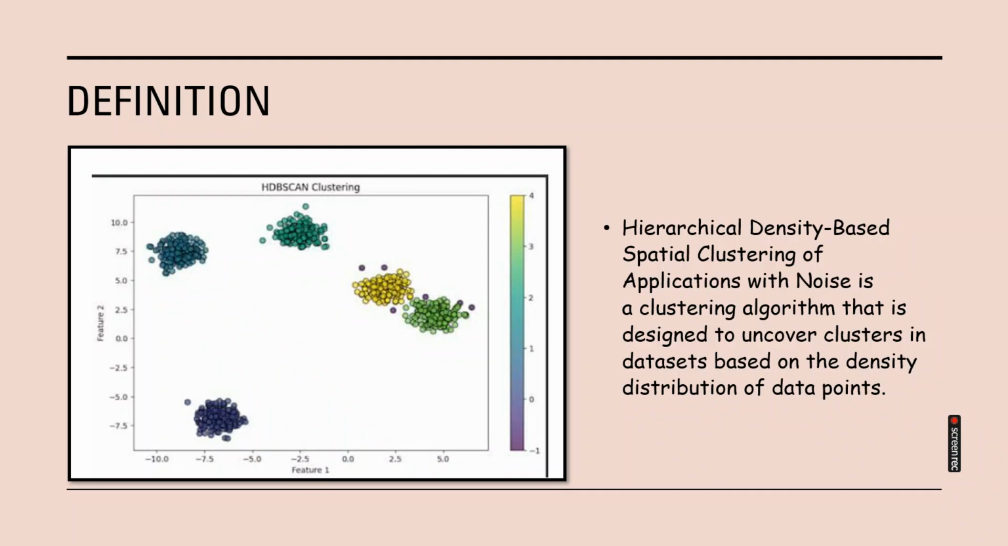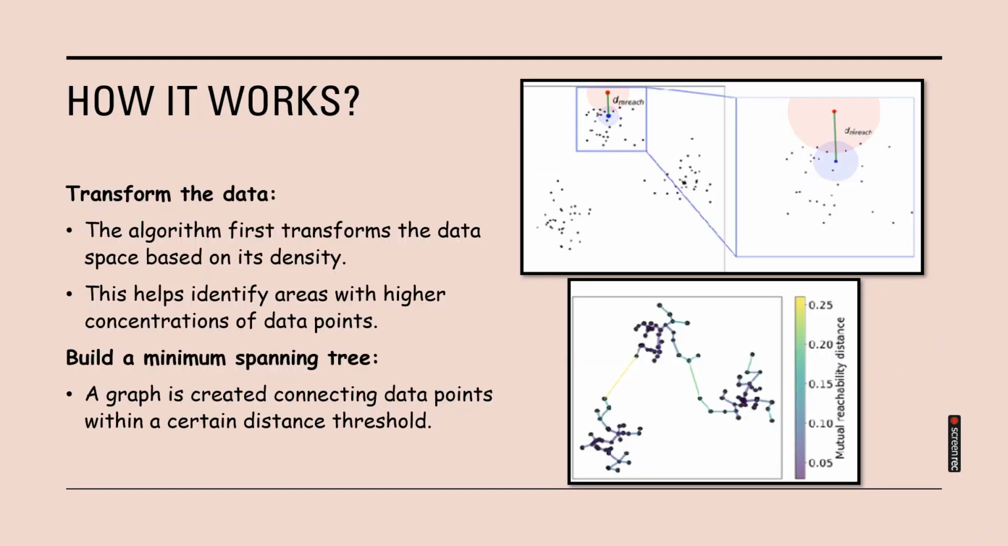So HDBSCAN, hierarchical density based spatial clustering of applications with noise, is a clustering algorithm that is designed to uncover clusters in a dataset based on the density distribution of data points. How does it work? First, we will transform the data points to a space based on the density.